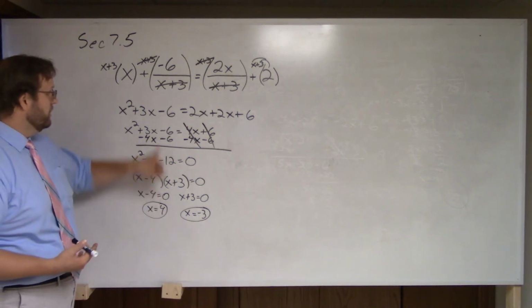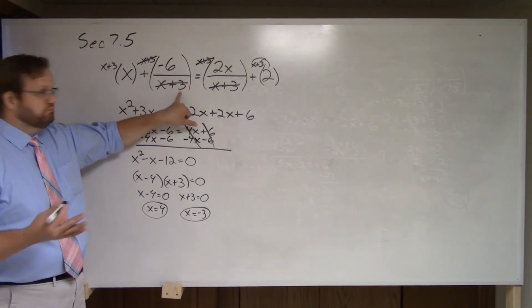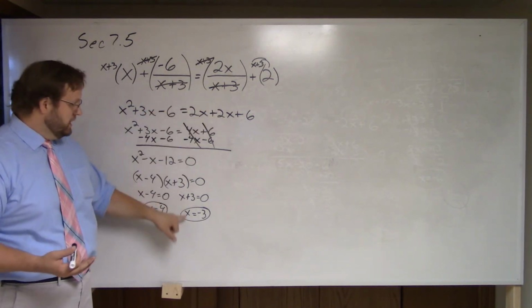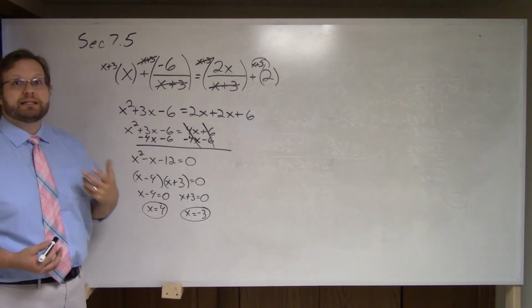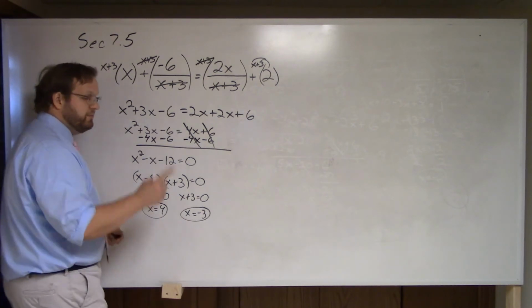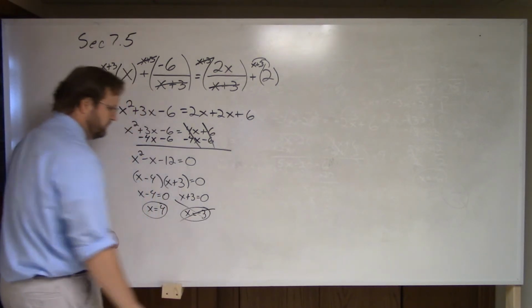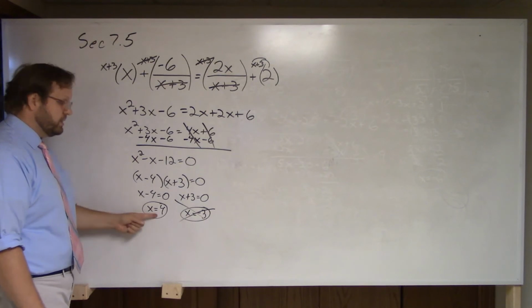If I plug in 4, 4 plus 3 is 7. I'm good. -3, -3 plus 3 is a 0. So, even if it just happens once, that's gone. So my only answer here is 4.